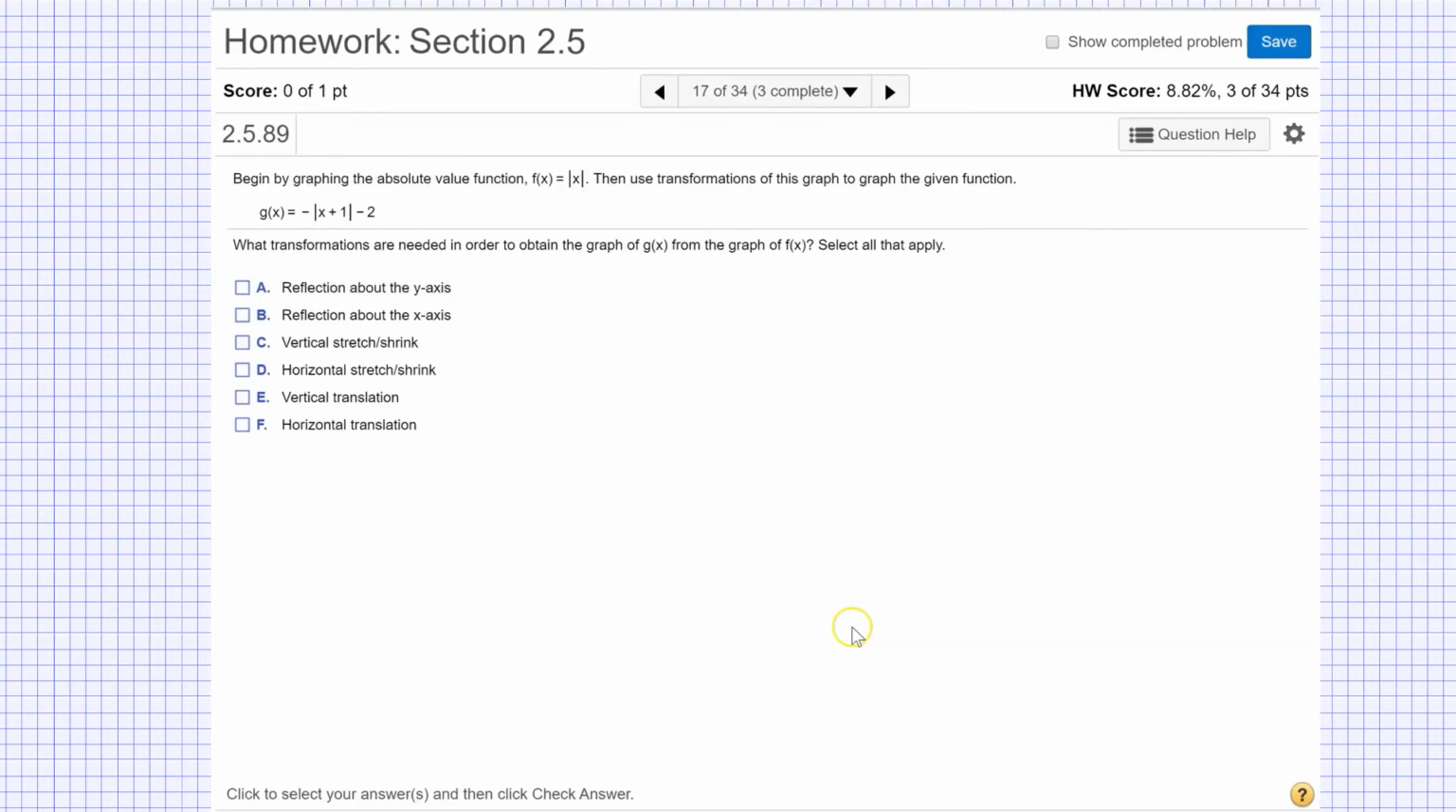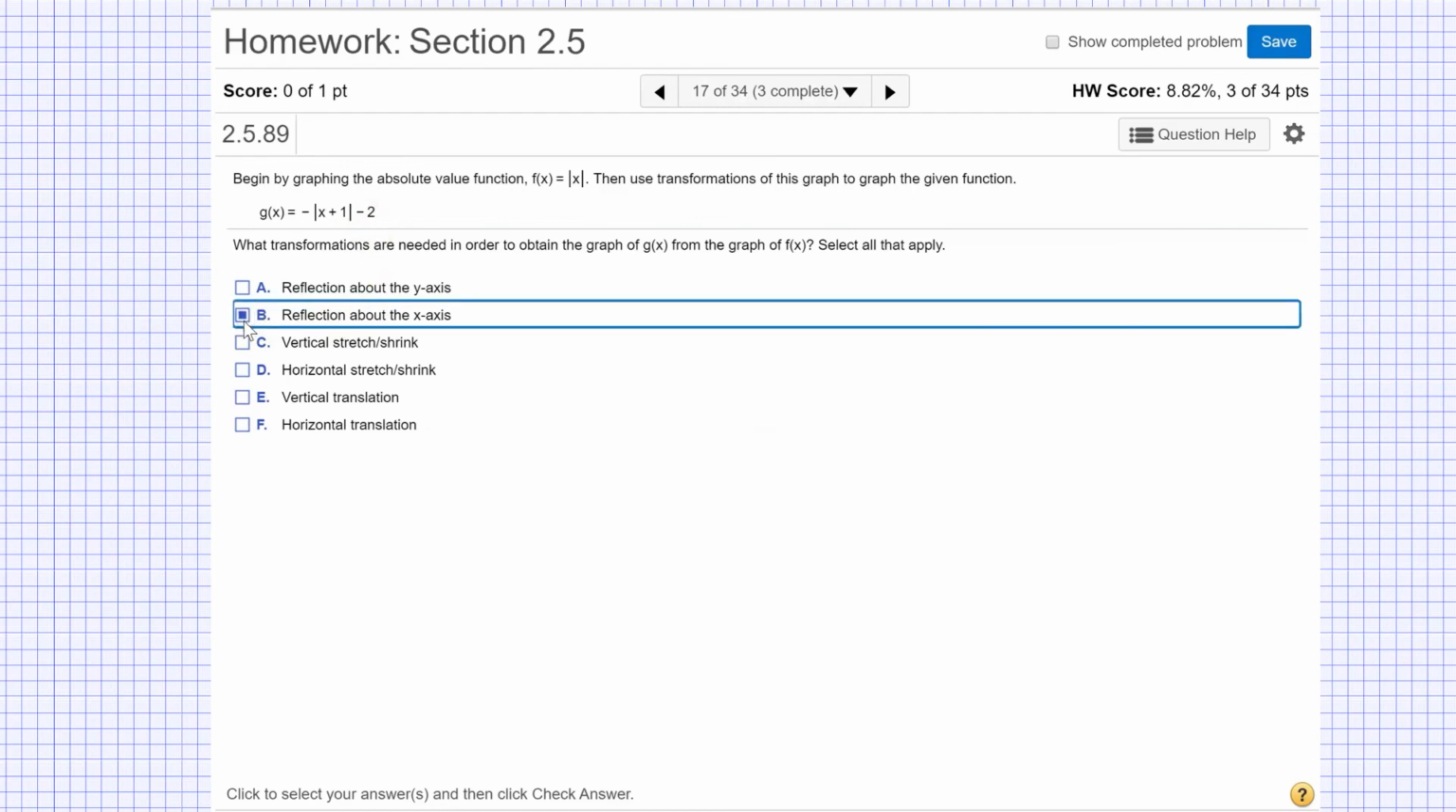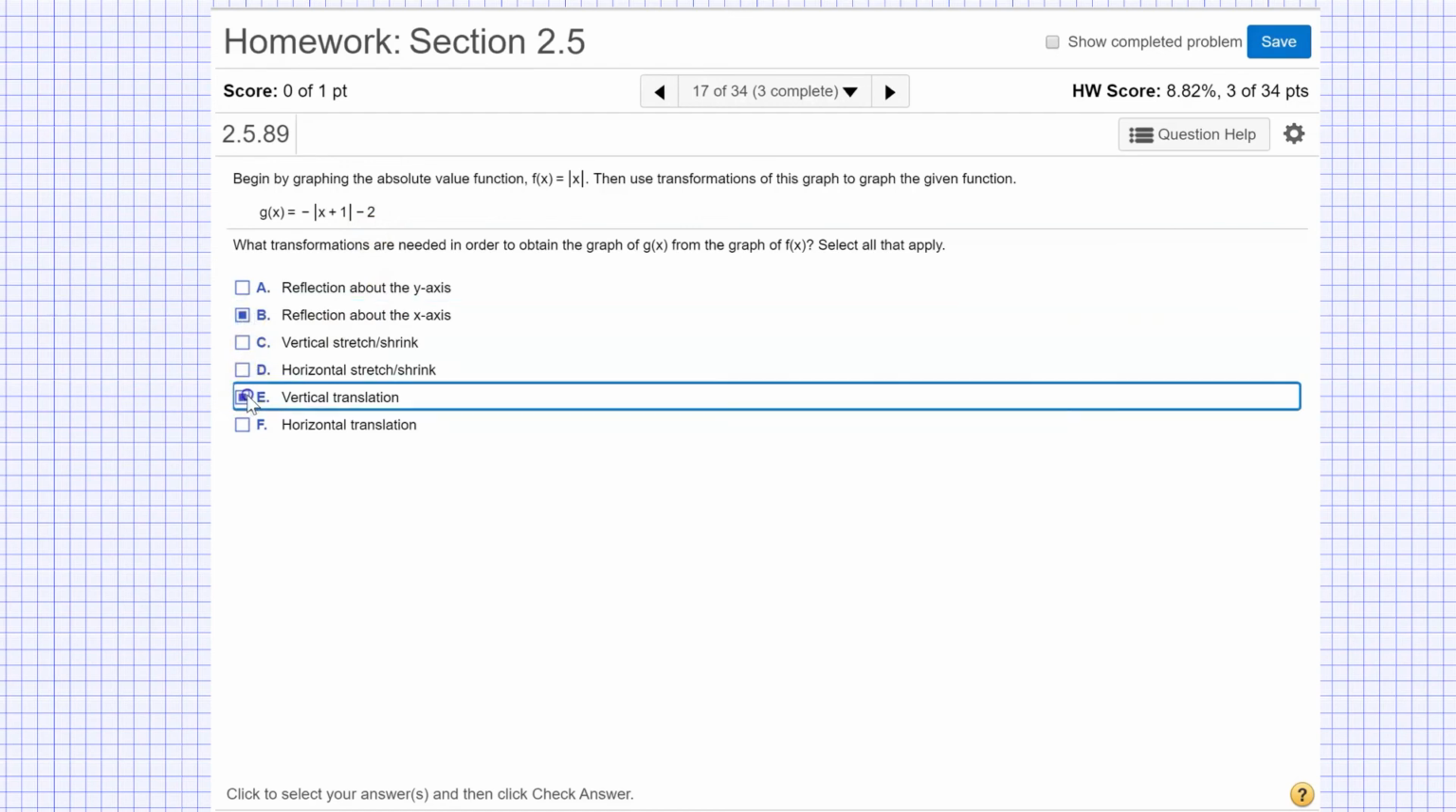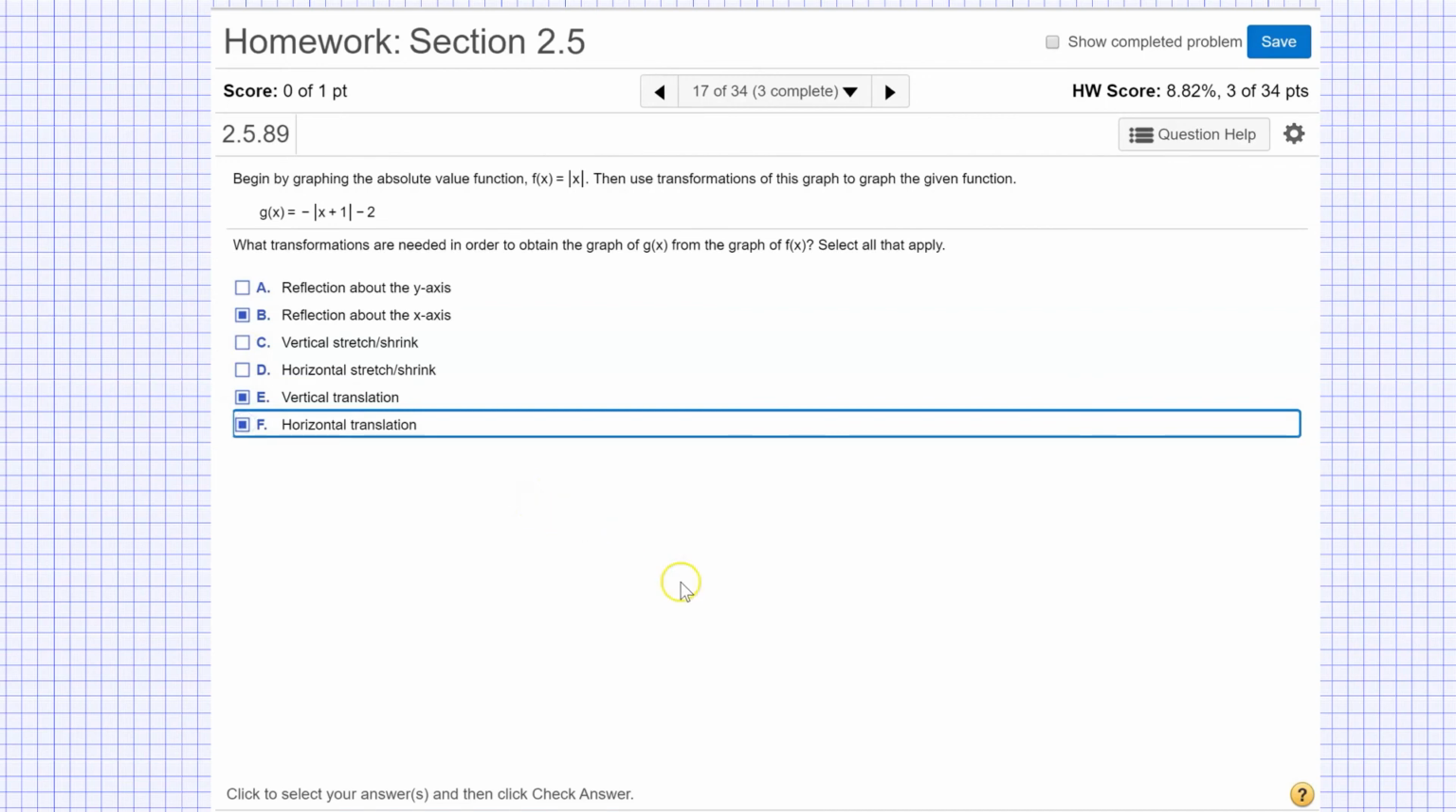Just a couple more examples. This one, the parent function is the absolute value. And then you're going to use transformations of this graph to obtain the given function. What's going on here? Well, it looks like we're going to have a horizontal transformation 1 unit to the left, a reflection over the x-axis, and a shift down 2 units. So we have a reflection about the x-axis, we have a vertical translation, and a horizontal translation.